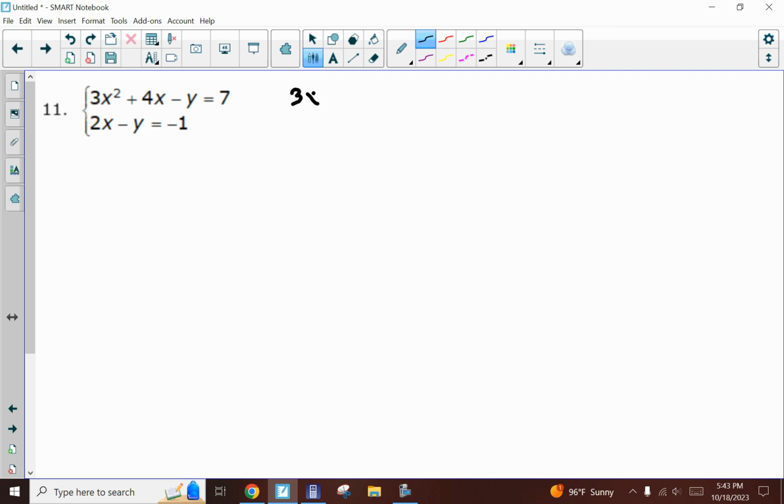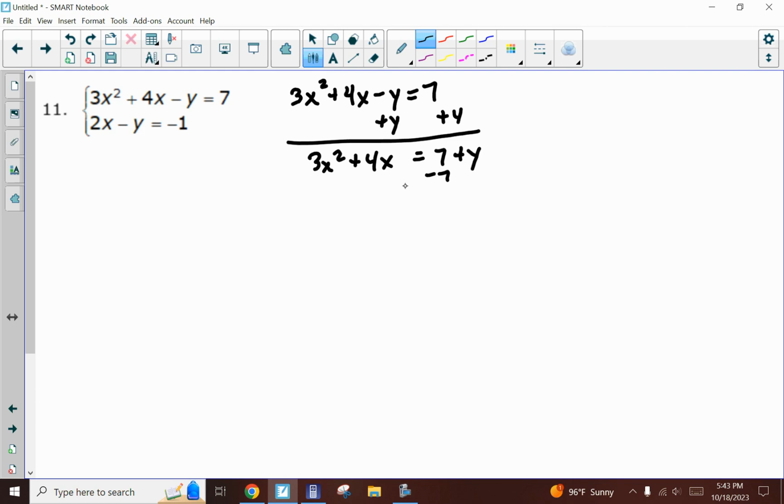So first one, I'm going to take 3x squared plus 4x minus y equals 7. I'm going to move the y over, so I'm going to plus y. So I have 3x squared plus 4x equals 7 plus y. And I'm going to subtract 7. So I have 3x squared plus 4x minus 7 equals y. And I don't like it backwards, so I'm going to switch everything around. So 3x squared plus 4x minus 7.